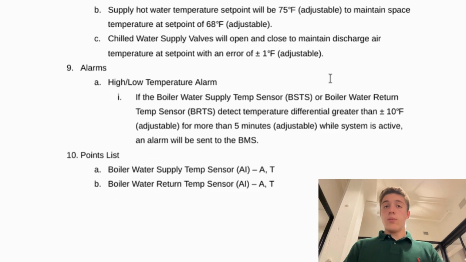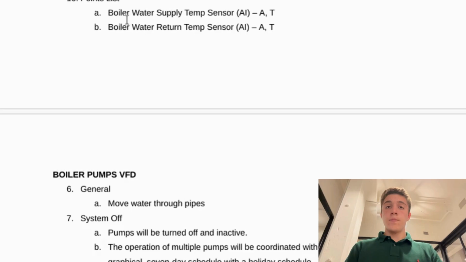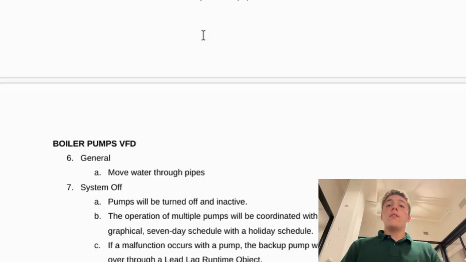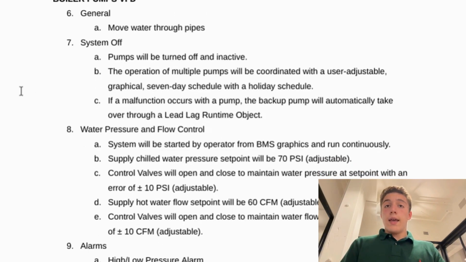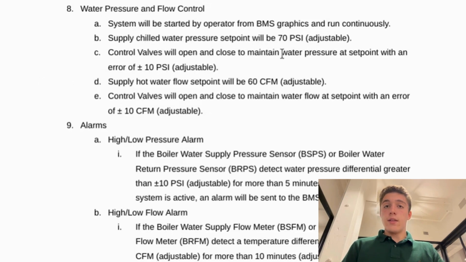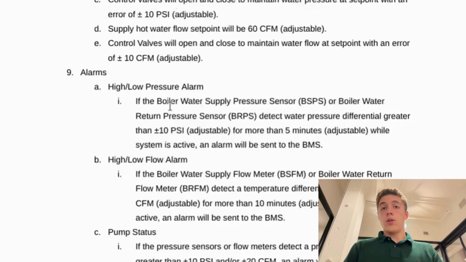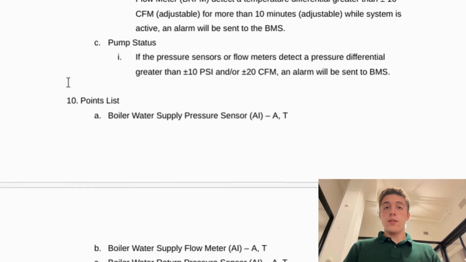There's going to be a high-low temperature alarm with supply and return temperature sensors. The pump VFD will move water through the pipes. They'll be scheduled and keep within 70 psi with an error of 10 and 60 CFM with an error of 10. Alarms, high-low pressure, high-low flow with a pump status, similar points lists.